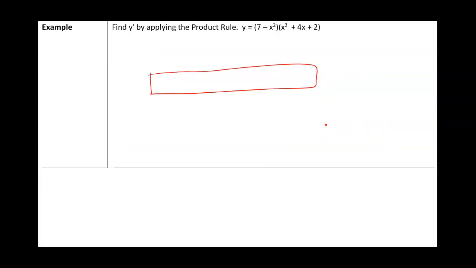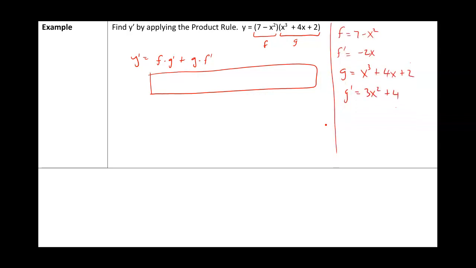Next, find y prime by applying the product rule. First, I'll call the first term f and the second term g, and my y prime is going to be f times g prime plus g times f prime. On the side, let's list out all 4 of the terms we need. My f is 7 minus x squared, so my f prime is negative 2x. The derivative of 7 is 0, and if I bring the 2 down, it gives me negative 2x. G is x cubed plus 4x plus 2, so my g prime, if the 3 comes down, is 3x squared plus 4.